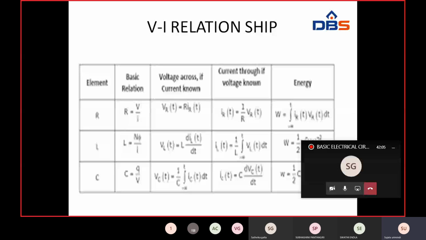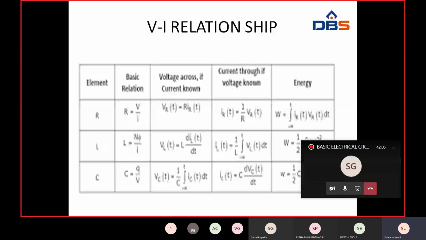And this is a very, very important topic, that is Kirchhoff's laws. There are generally two types of laws: one is Kirchhoff's current law and another one is Kirchhoff's voltage law. First we discuss Kirchhoff's voltage law. The algebraic sum of the voltages is equal to 0. That is Kirchhoff's voltage law, called KVL.